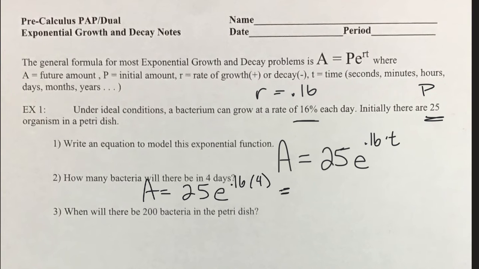And you're going to get this answer: 47.4, right? But we don't want to have 0.4 of a bacterium, right? So we have a total of 47 organisms, or 47 bacteria. Okay, we're going to round down to the nearest whole number when it comes to living organisms.